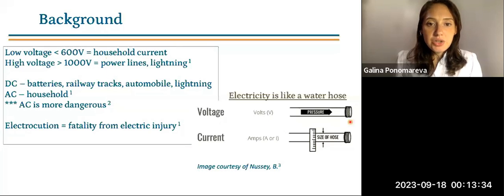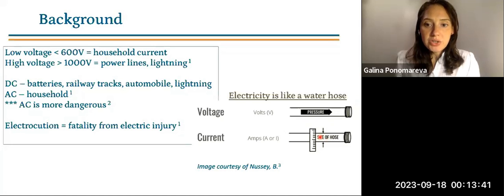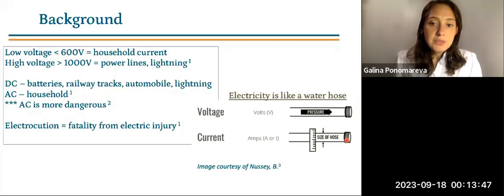Current, similarly to the diameter of a hose, is what determines the volume of electrons that can flow from high to low potential at any one time. And it's defined as the rate of flow of electrons, and it is measured in amps.